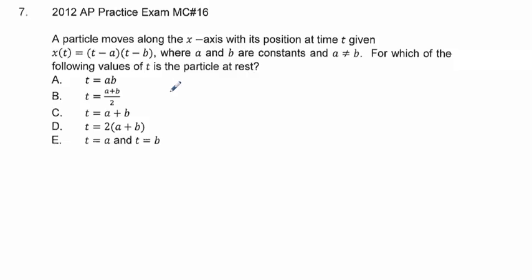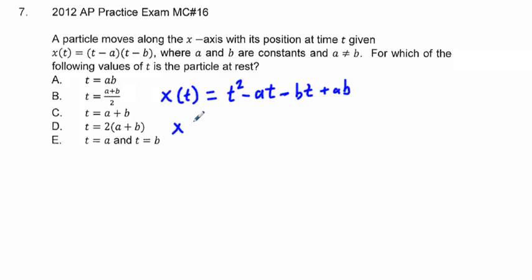What I decided to do is, you could use the product rule, because you're going to need to find the first derivative and set it equal to 0, right? I decided to just expand this out. So t times t is t squared. You could use the product rule also. Then we have minus at, minus bt, and then negative b times negative a, which is going to be plus ab.